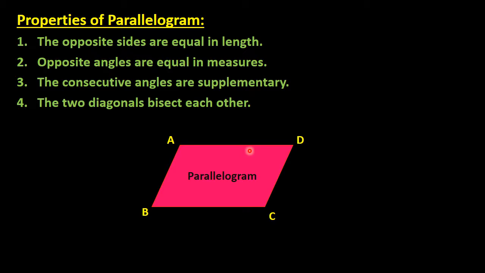So altogether we have learned four properties of a parallelogram. Number 1, the opposite sides are equal in length. Number 2, opposite angles are equal in measure. Number 3, the consecutive angles are supplementary. And number 4, the two diagonals bisect each other. These properties are very important, and using them, we need to solve some questions from exercise 3.3.